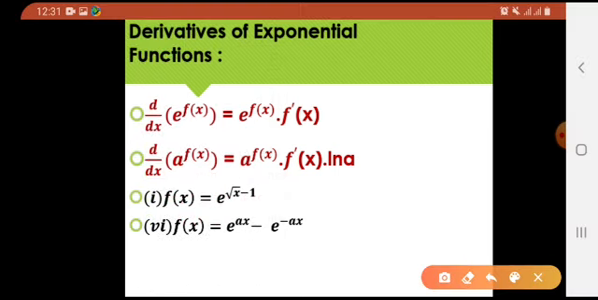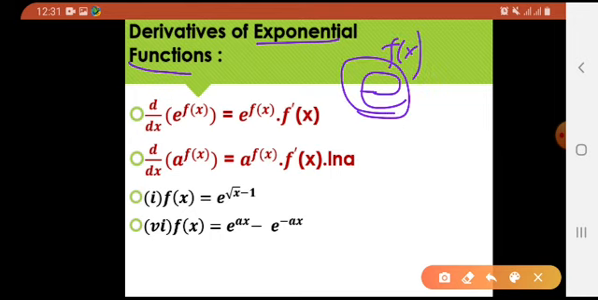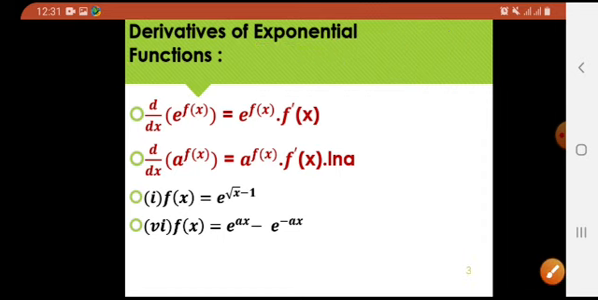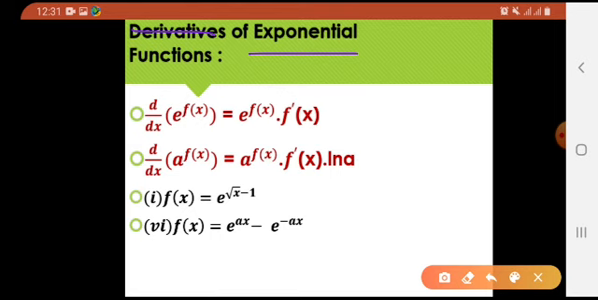The first topic for today is derivatives of exponential functions. What are exponential functions? You should be familiar with exponential functions from chapter number 1. If you remember, whenever we have any function in e raised to the power, that whole of it is called an exponential function. Clear?